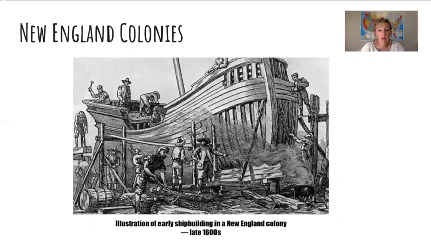So, New England colonies. This was an illustration of early shipbuilding in the New England colony in the late 1600s. So obviously they had access to lots of timber, wood, so that they could build these ships.